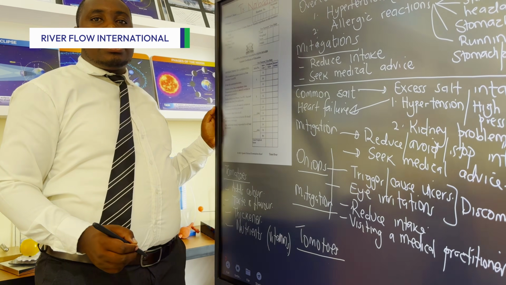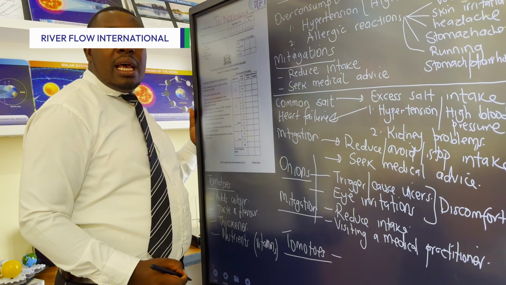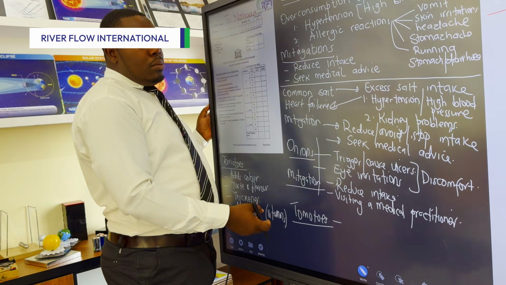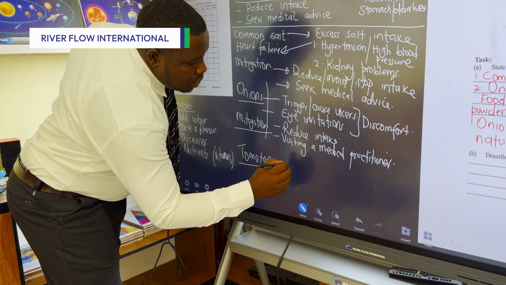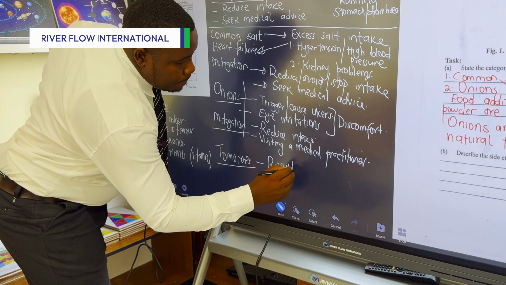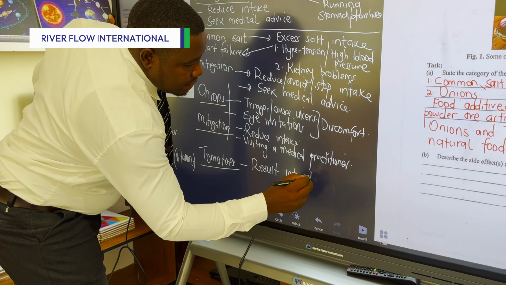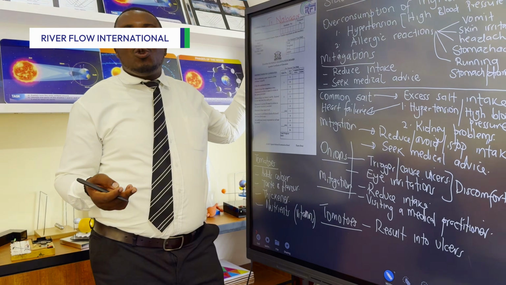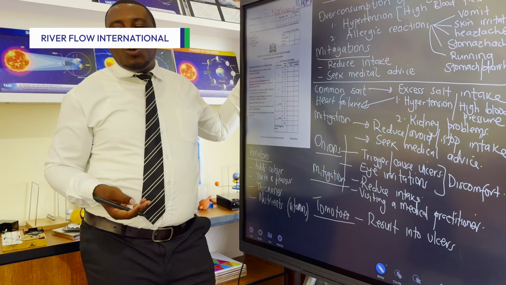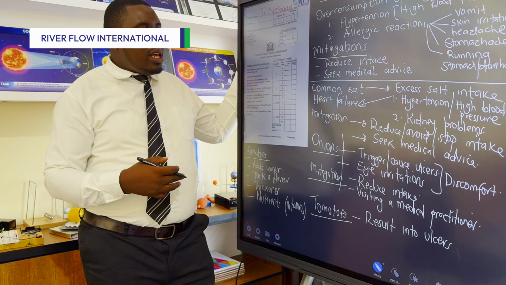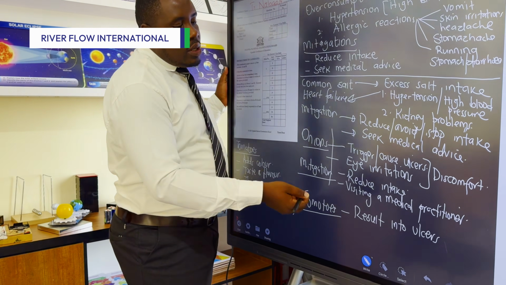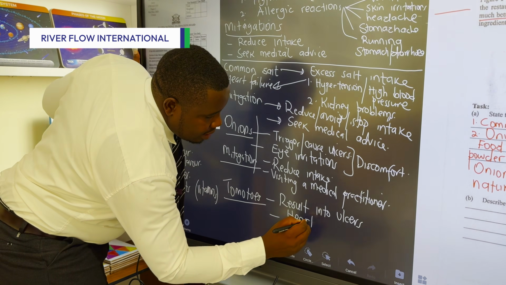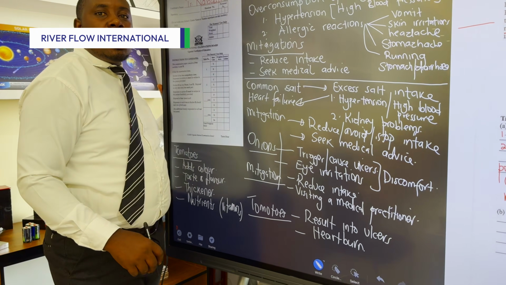Now, tomatoes have some acids, especially some amount of citric acid, and therefore they can also result into ulcers. Number one, they can result into ulcers if you overtake tomatoes all the time. Others eat them as kachumbari, others eat them raw, then they eat the cooked one. So you find that you have a lot. That increases acidity, which can result into ulcers, and the same can also result into heartburn. Heartburn. In Uganda, they call it chiketo.